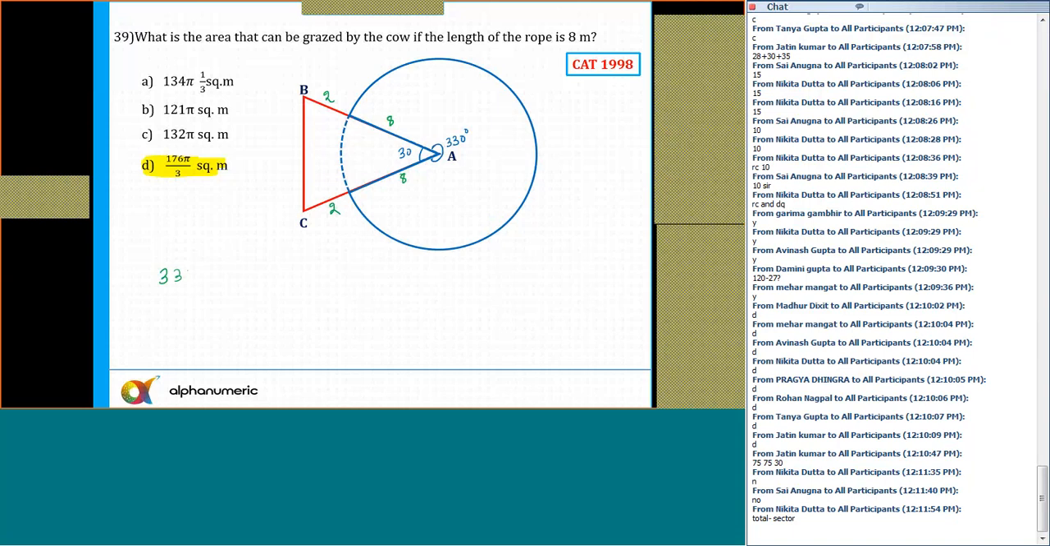330. Yes, you can do it anyway. So simply I can say 330 upon 360 into pi into r square. That is pi into 8 square. And if you solve this, it comes out to be equal to 176 pi by 3. So this is our answer.